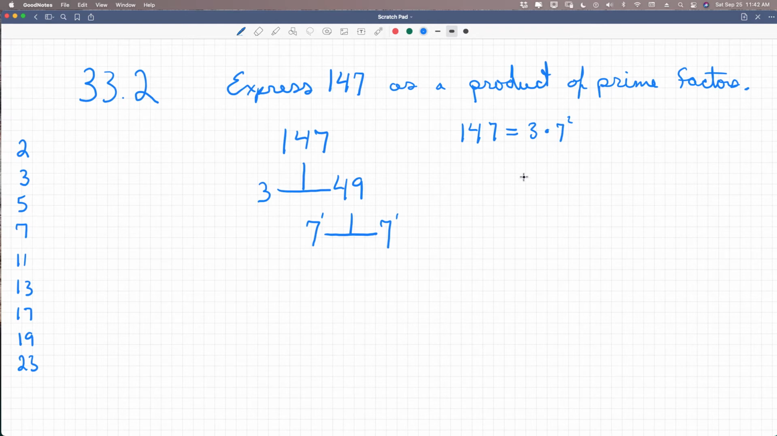So you would not say 7 squared times 3 when you type it in. It'll get marked wrong, even though it's right, because the generally accepted rule for mathematics in prime factorization is that you put the factors in numerical order from least to greatest. So you would write it like this, and this would be the answer that I would want to see for prime factorization for typing in your homework. 3 times 7 squared.